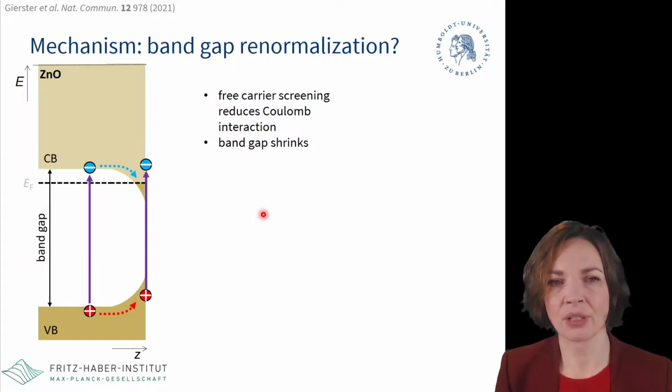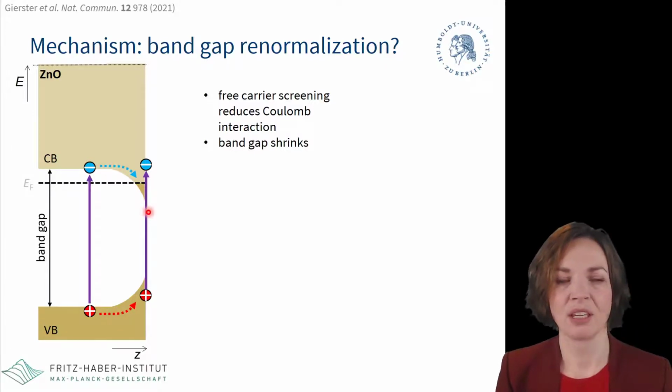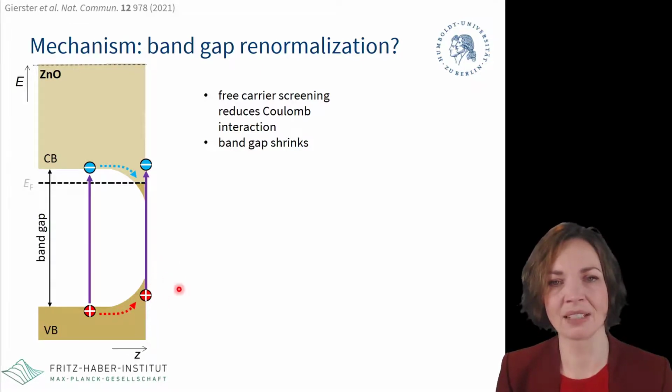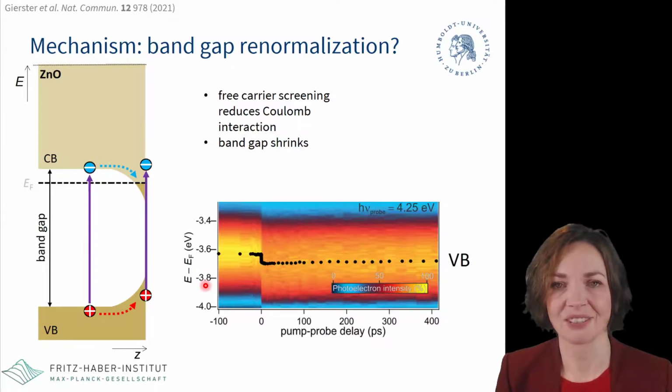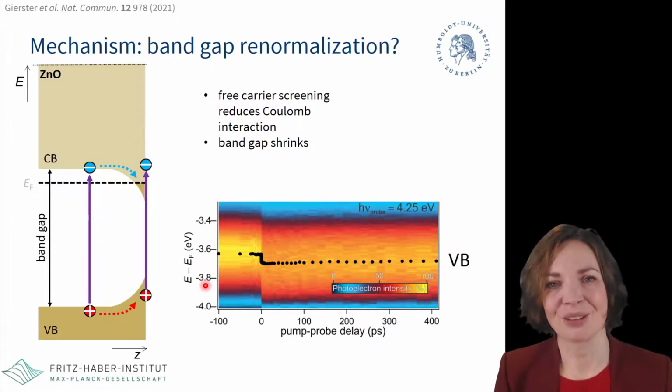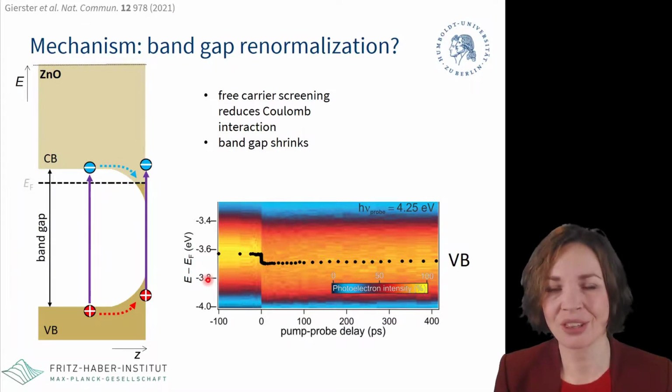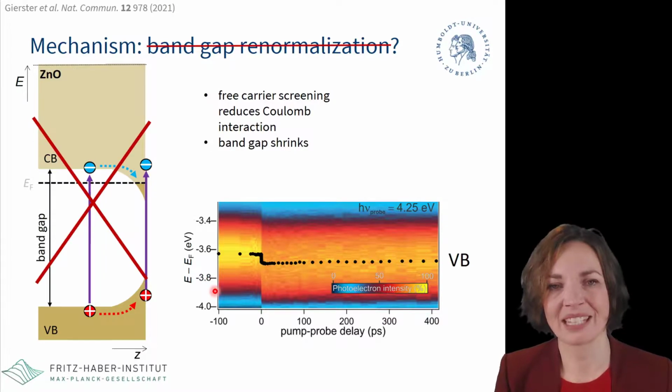Well, I mentioned earlier the bandgap renormalization. Bandgap renormalization could drive the conduction band below the Fermi energy if we excite the system sufficiently strongly, and at the same time the valence band would shift upwards. So let's have a look in photoelectron spectroscopy at what the valence band actually does upon photoexcitation. It shifts downwards. So this means the bandgap renormalization is not the driving mechanism of this semiconductor-to-metal transition.